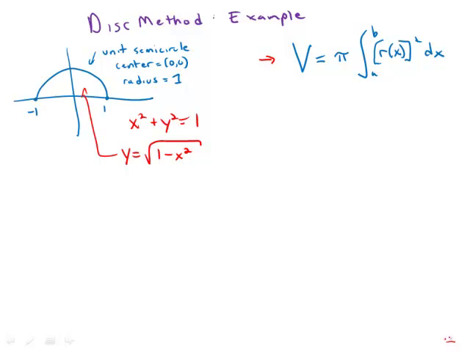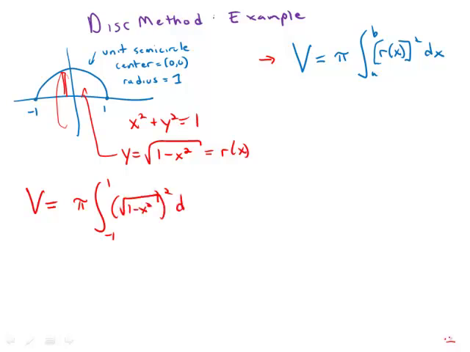And this is going to be our r of x. This is going to be the radius that is rotated. And so the volume is going to be pi times the integral from -1 to 1 of this r of x squared. So this is the integral from -1 to 1 of 1 minus x squared dx.